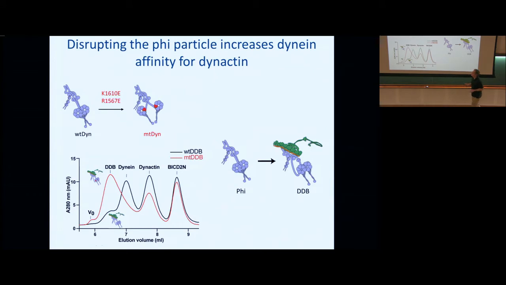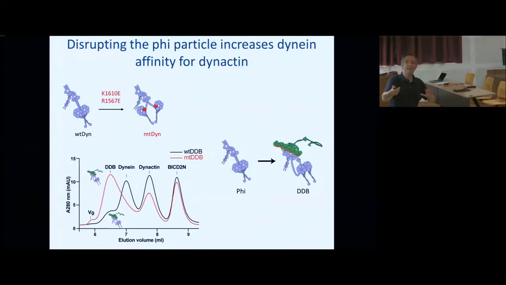So that means that the phi-particle can't bind dynactin, and when you open it up, you get something that really binds better. Is that important in cells?